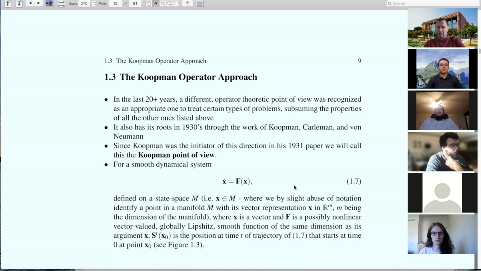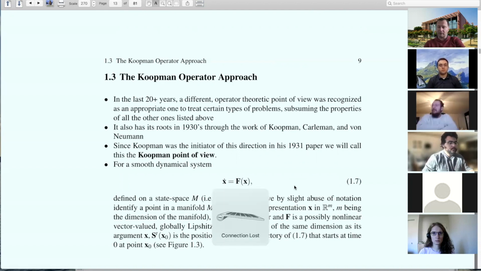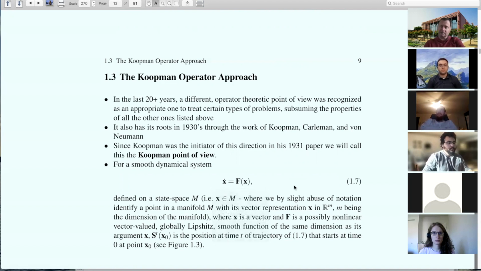So it's only in the last 20, 30 years that we've seen a broadband applications of these ideas, and therefore somewhat of a change of a point of view in dynamical systems theory towards this. But as I said, in conjunction with the geometrical point of view.